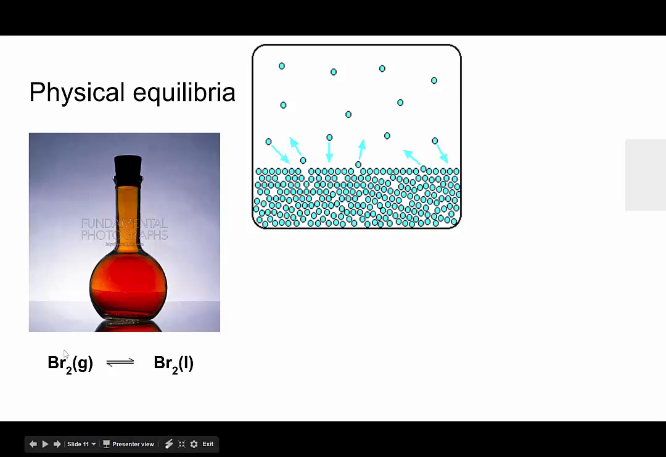If you have a lot of bromine gas, eventually in your system you will have bromine liquid and bromine gas, and that will reach equilibrium as well. If you have started off with a lot of bromine liquid, in the end of your system you'll have bromine liquid and gas present in your system as well.